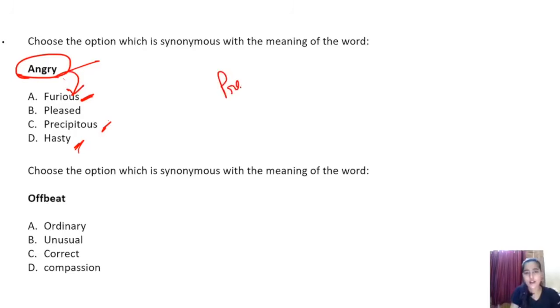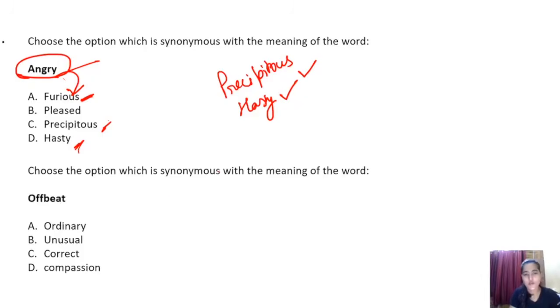Now you have to tell me the meaning of precipitous and hasty. So in the comment section, mention the meaning of these two words, and obviously when you are writing, this is going to be memorized in your brain, so it will be easy for you to memorize these words if you are writing them. That's why it's mostly recommended that whatever you are learning, just write this now, right?